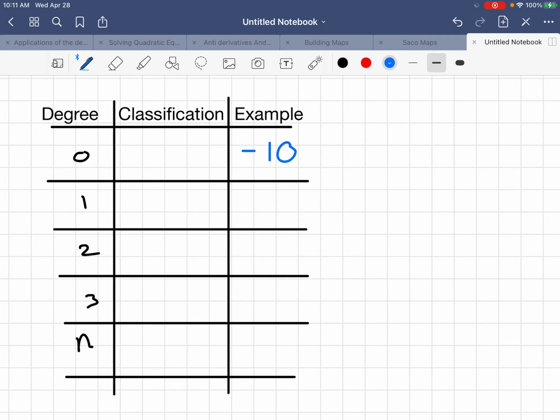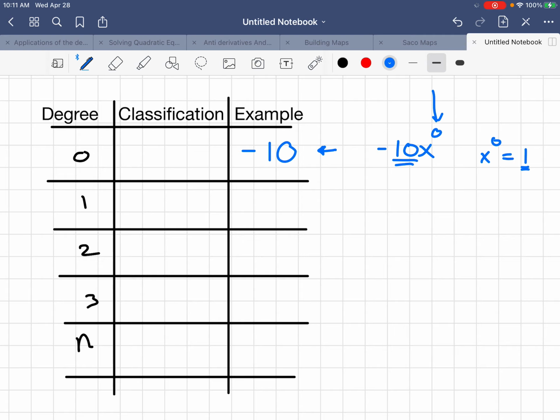The reason we are calling that degree 0 is it's really the same as -10 times whatever variable I want to the 0 power, because anything to the 0 power is equal to 1, and 1 times that -10 gives us -10.